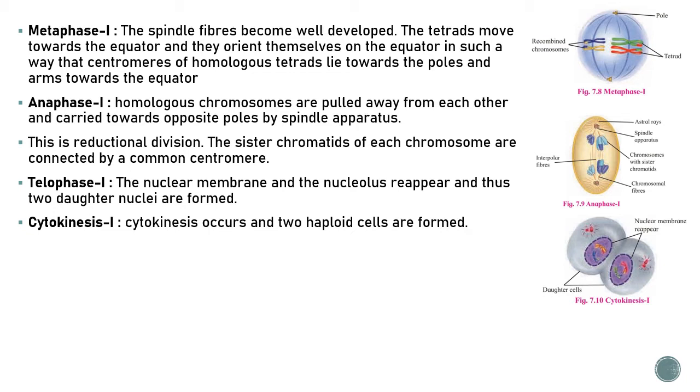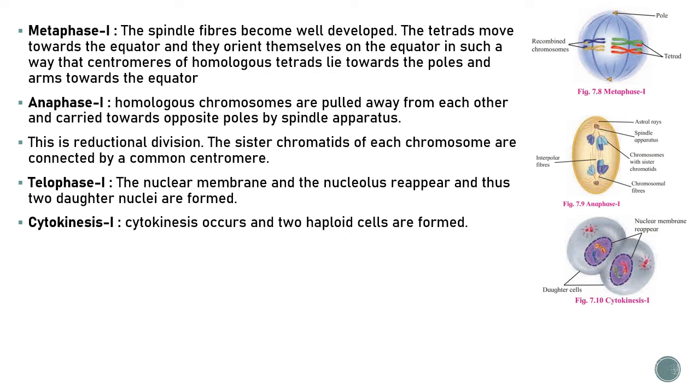Due to increasing repulsive forces between homologous chromosomes, they are ready to separate from each other. You can see here the recombined chromosomes. There are two poles, and in the equator region there is a presence of tetrads. That will be seen in metaphase-I.